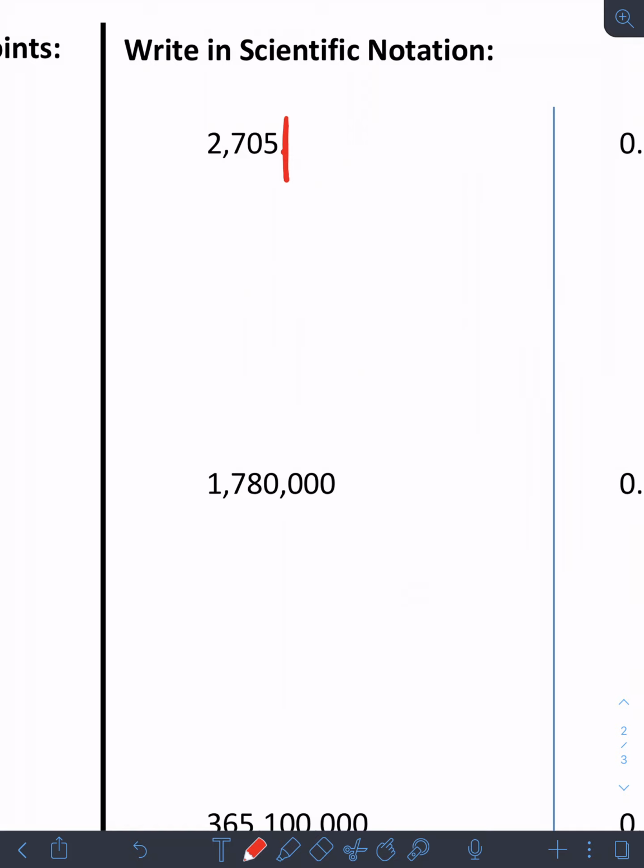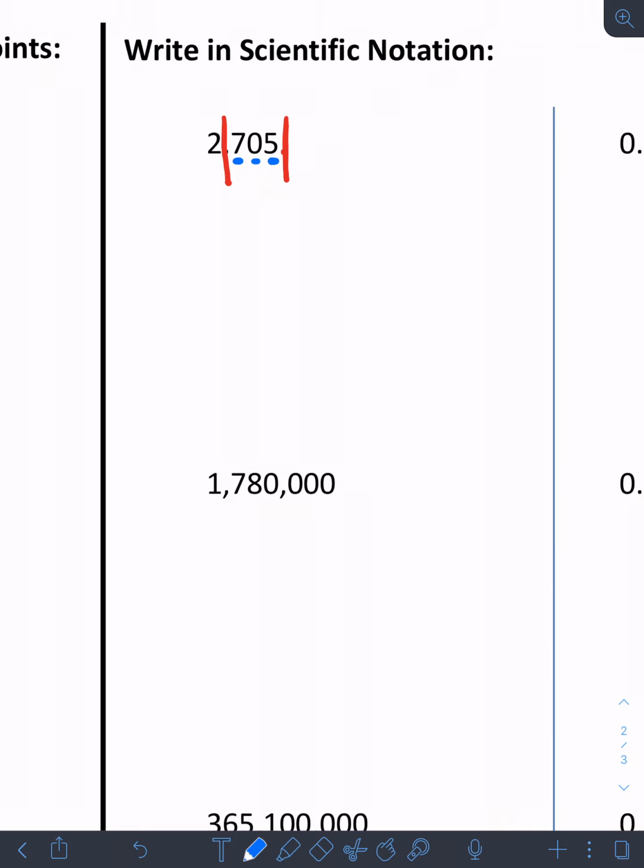Next, you're going to draw a line after the first non-zero digit. The first non-zero digit is 2. We're going to draw a line after the 2. Now we're going to count the number of digits between the lines. There are 1, 2, 3 digits between the lines, so that's going to be our exponent.